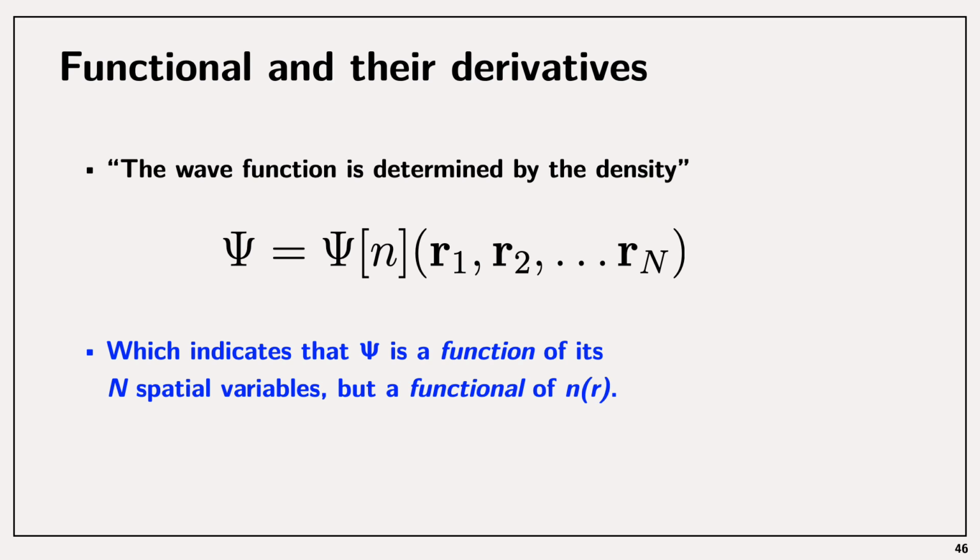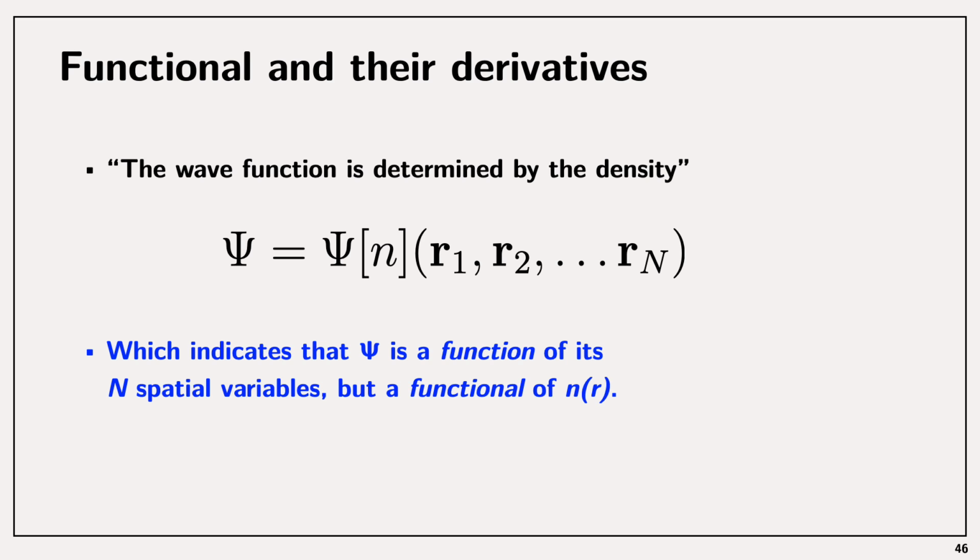A functional, for example phi, in this case is not just a function of the positions r1, r2 to rn, which are the usual variables, but it's also a function of a function. It's a function of the density.